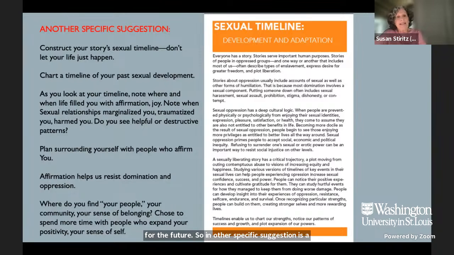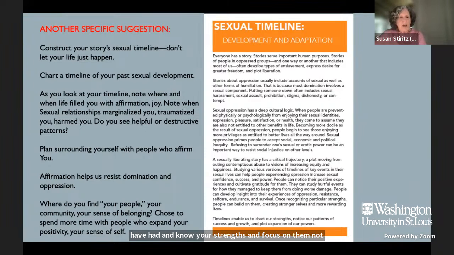This can help you not let your life just happen. It's important to examine your life's patterns for your strengths and challenges, what experiences, learning, trauma, transformations you have had, and know your strengths and focus on them, not on your deficits.